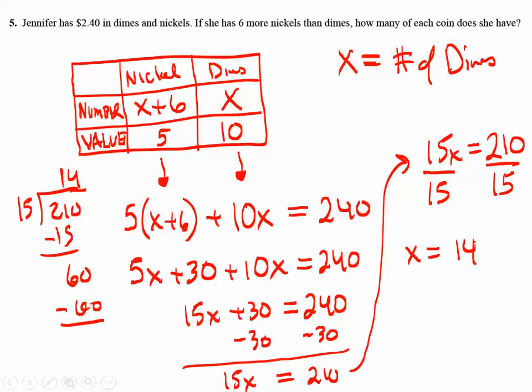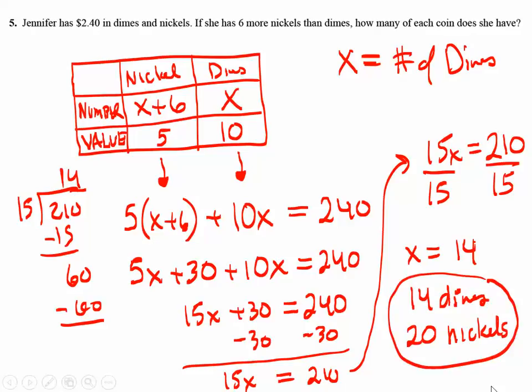Okay. But x equals 14 doesn't tell me anything. But I know that x is the number of dimes, right? Yes. So how about saying, okay, there's going to be 14 dimes and 20 nickels. That would be an answer to the problem.